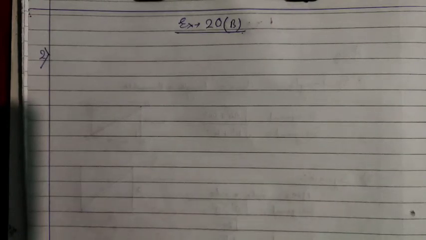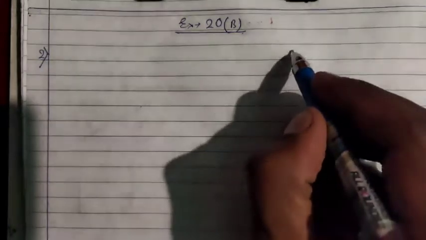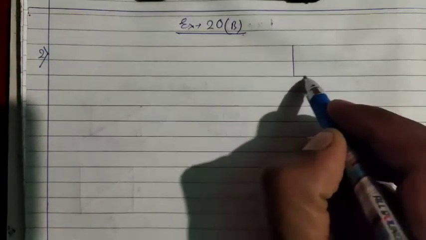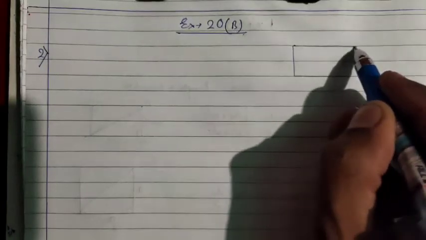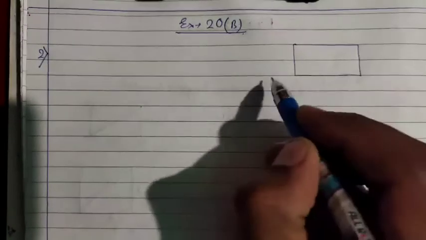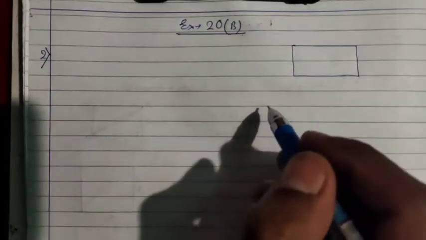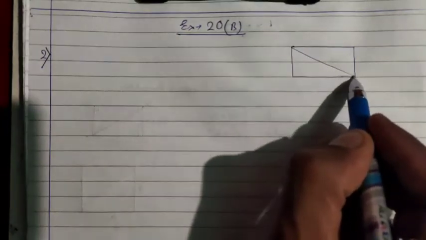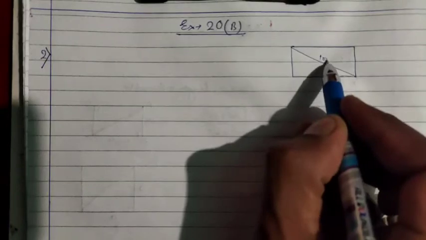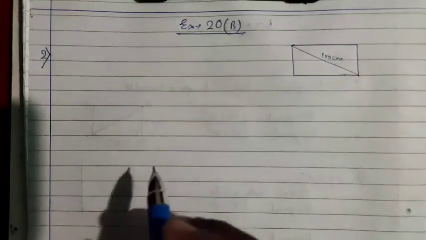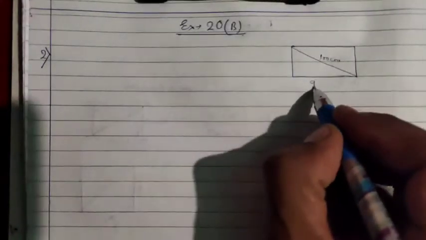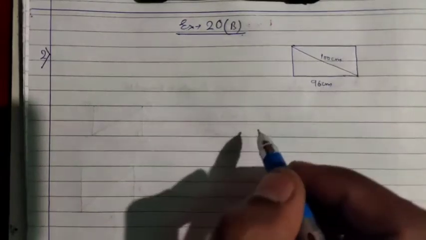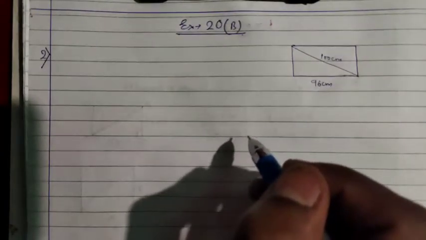The question is saying the diagonal of a rectangular board. Rectangular board means it is talking about a rectangle. Let us make it easier by drawing a diagram. Suppose this is the rectangle and the diagonal is 1 meter. It means this length is given as 1 meter. 1 meter means 100 centimeter, and its length is 96 centimeter. Then the question is asking to find the area of the board.